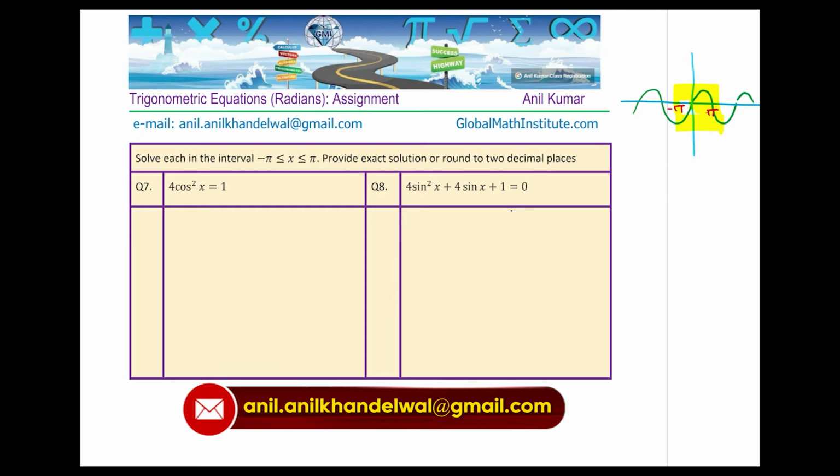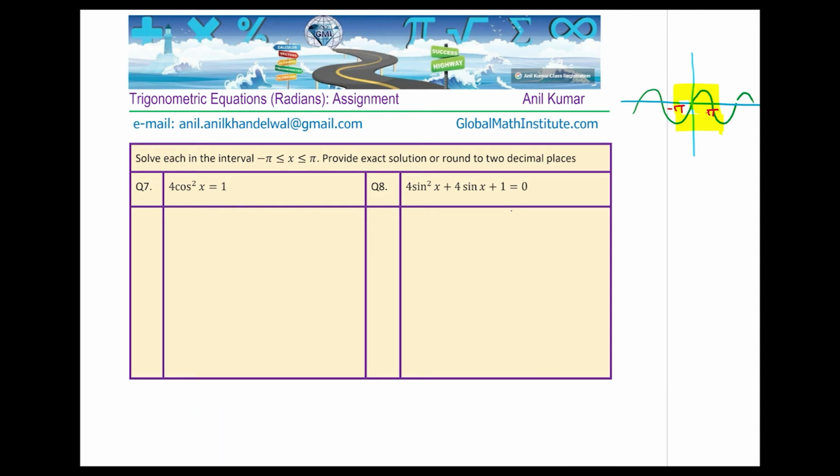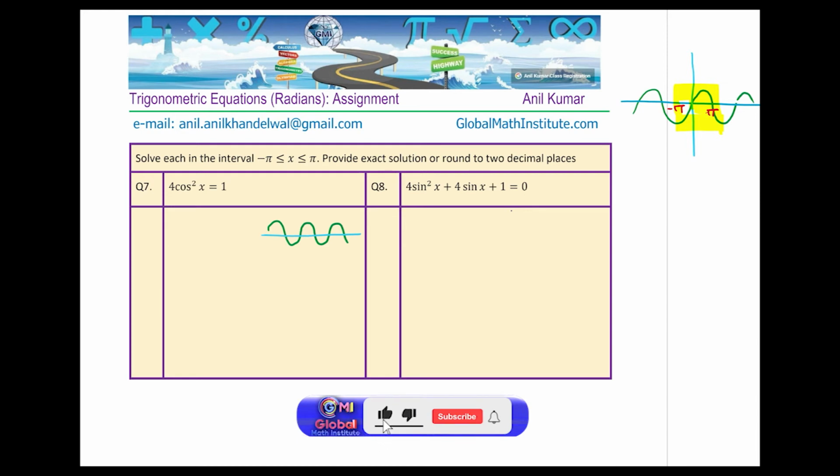Similarly, if you're talking about the cosine wave, let me sketch the cosine wave also. Because this is a cosine function, let me sketch here. We are really interested in, so that is 0, right? And then pi by 2 and pi, correct? So we are looking into this interval. You get the idea. That is where we are looking for the solution from minus pi to pi.